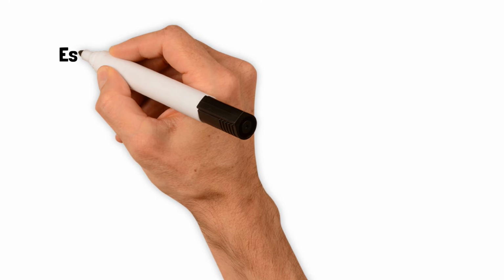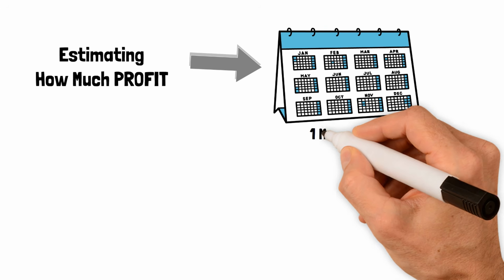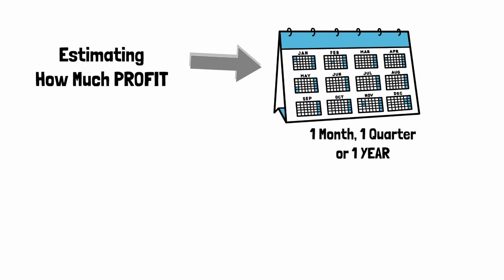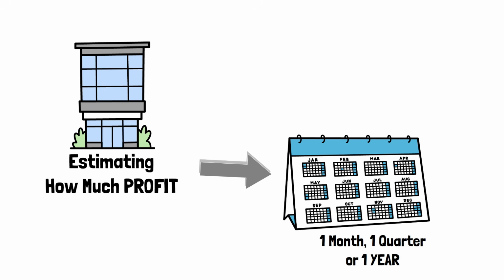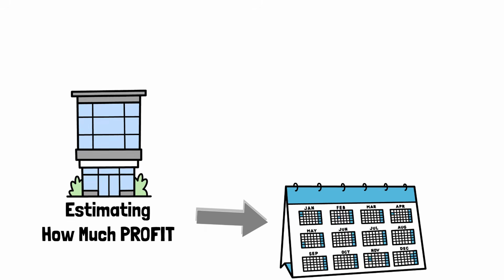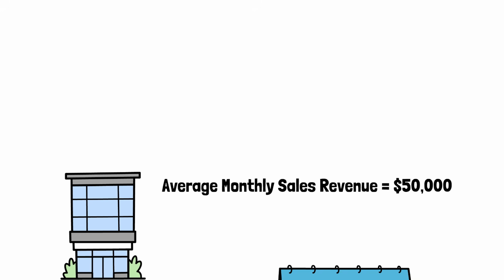Profit forecasting simply means estimating how much profit your business will generate in a future period, usually 1 month, 1 quarter, or 1 year. To understand this clearly, let us start with a simple example. Imagine you run a small service business. Your average monthly sales revenue is $50,000. This is the money coming in before expenses.